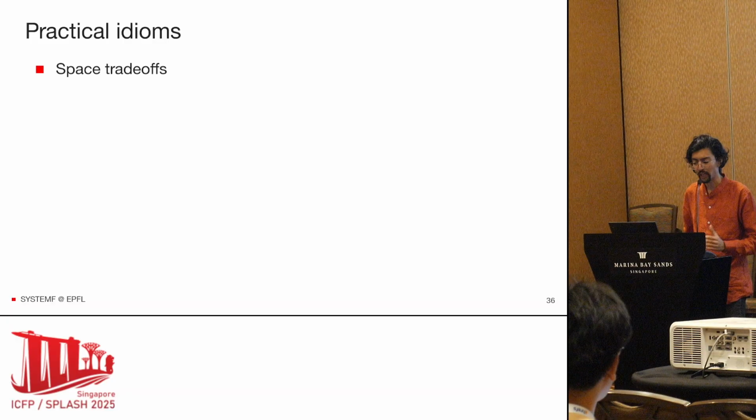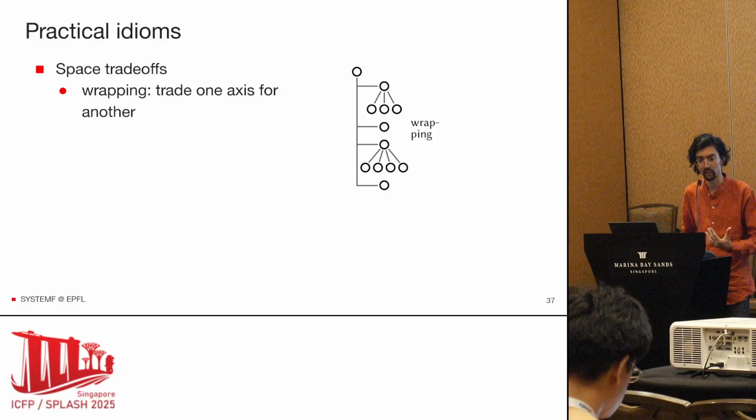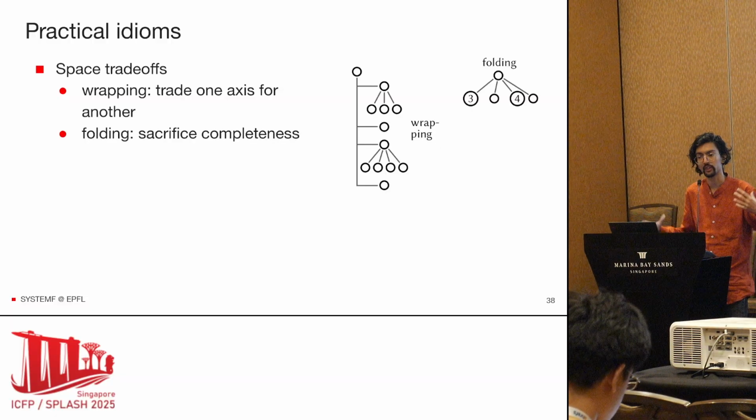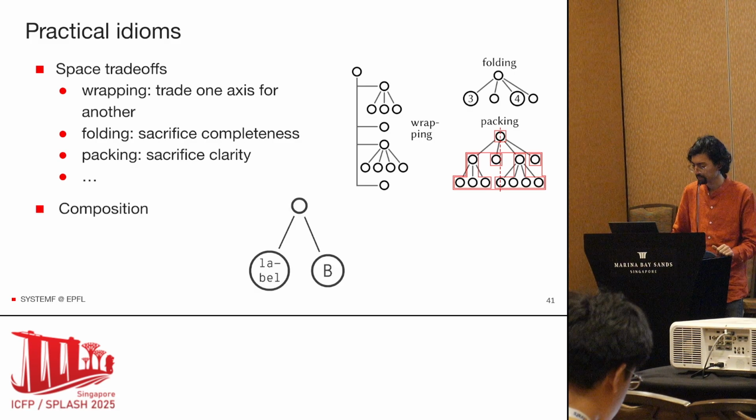One common one is, how do you fit in limited screen space? You can wrap, which is trading one axis for another. You can fold, which is to sacrifice completeness to save space. You can pack your diagram tighter together, which might sacrifice clarity. And there might be other ways, other trade-offs.